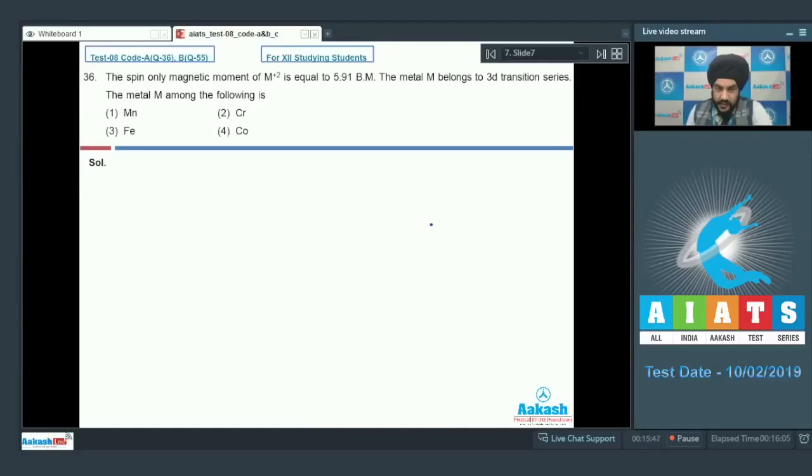Question number 36. The spin-only magnetic moment of M2+ is equal to 5.91 Bohr magnetons. The metal M belongs to the 3d transition series, and we have to identify the metal M among the given options. The mu value is given to be 5.9 Bohr magneton, so we can say that there are 5 unpaired electrons in the M+2.